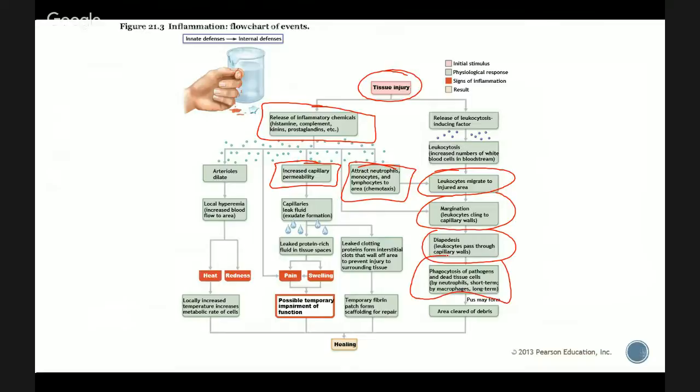Now, if they go through the phagocytosis and start to eat up, engulf, and destroy these pathogens, they're going to leave the debris behind, and that debris we call pus. The debris and the dead white blood cells that are left behind after they die off. So we're clearing the area of debris.